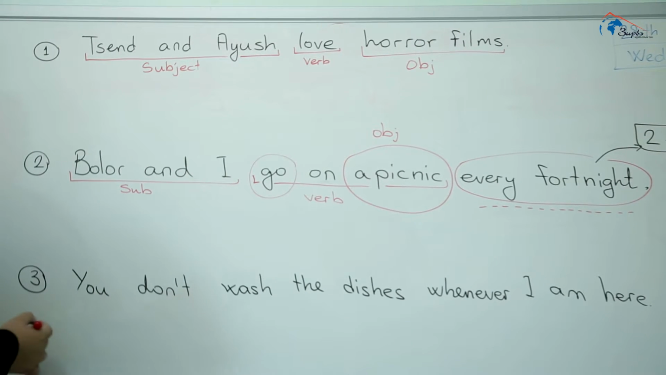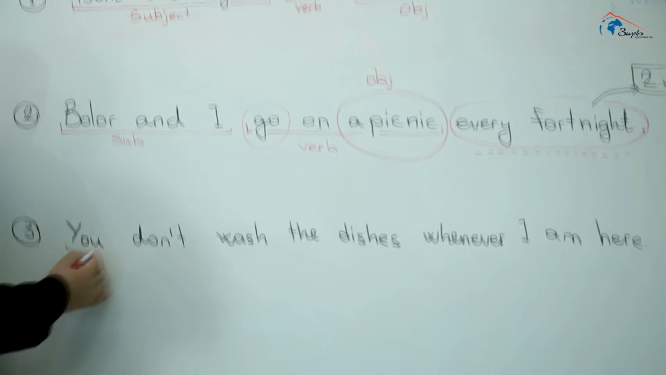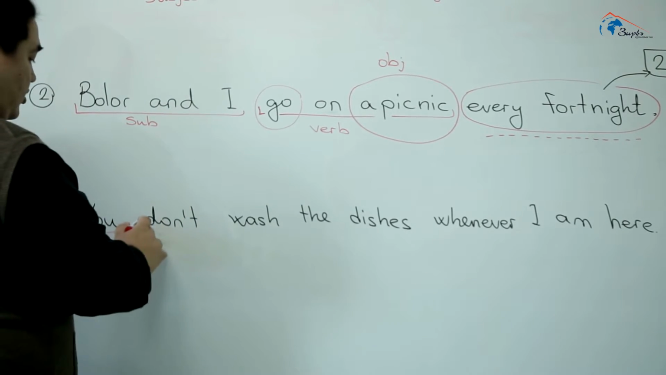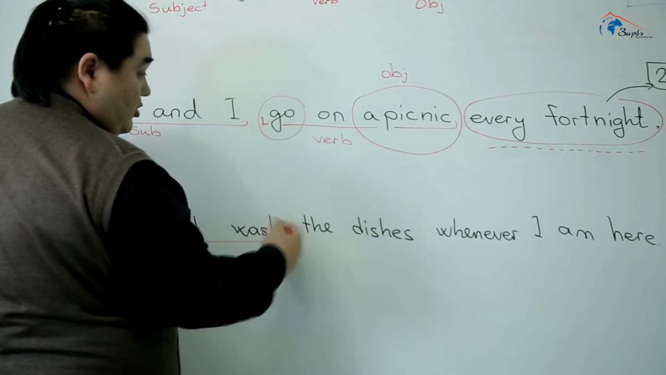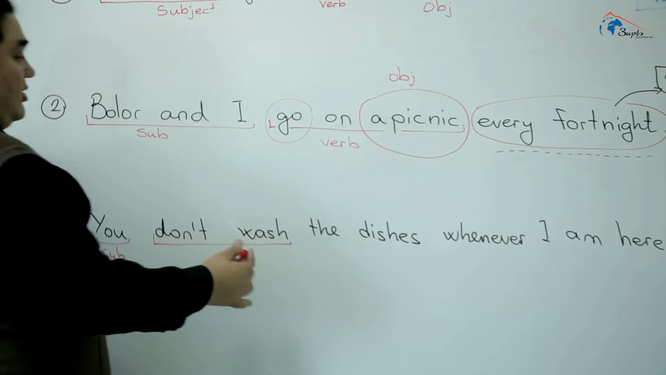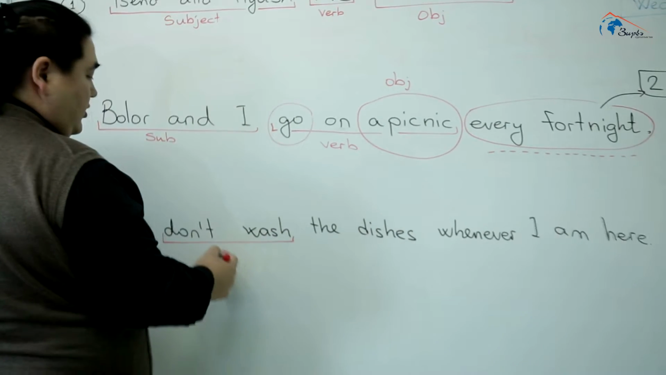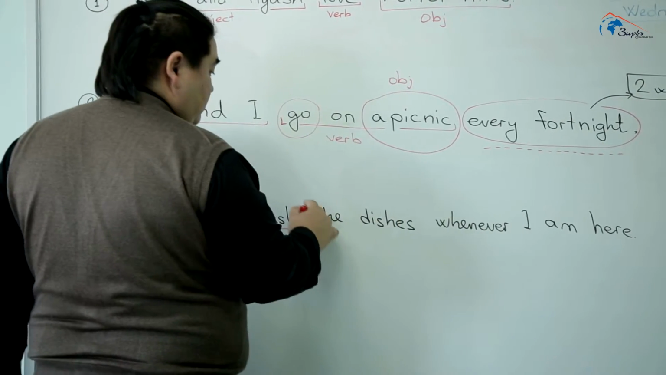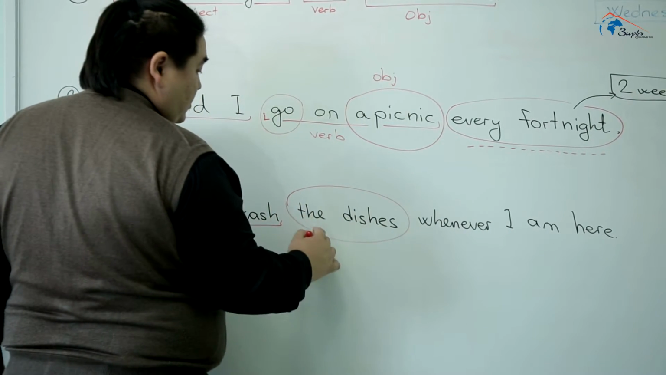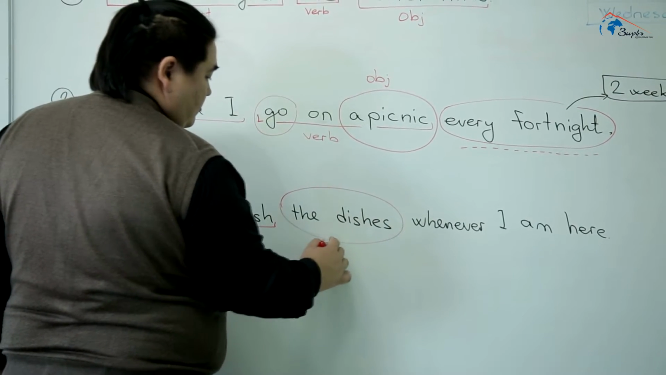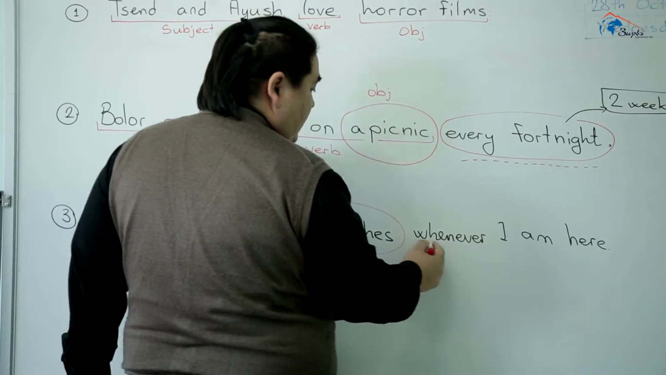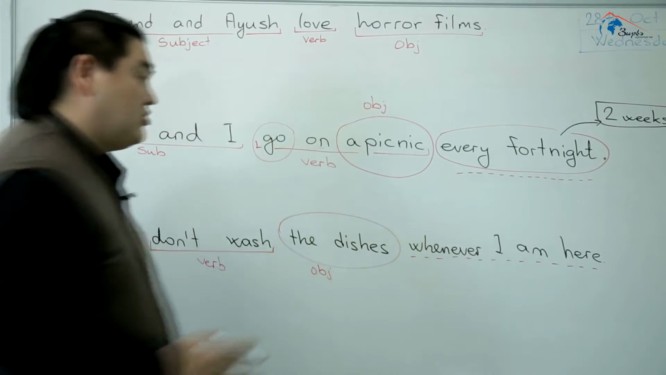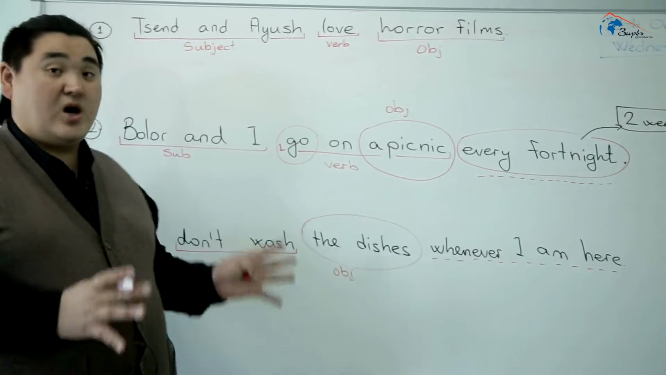So, next one. You is a subject. Don't wash the dishes is the verb, actually, the whole one. Anyways, this one is the verb. And the dishes, this is the object. And whenever I am here is the extra clause that defines the time.